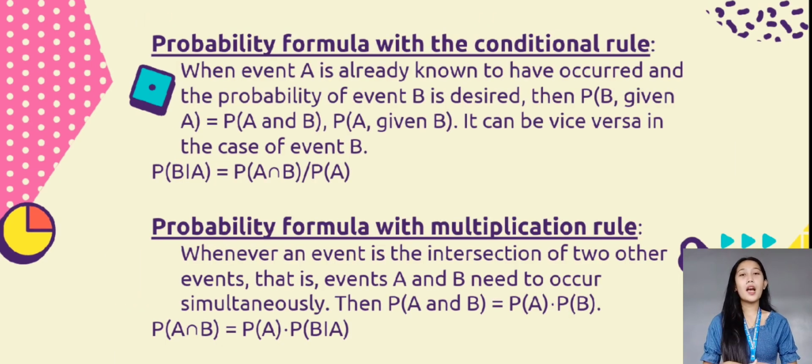Number 3, probability formula with the conditional rule. When event A is already known to have occurred and the probability of event B is desired, and vice versa in the case of event B. And lastly is the probability formula with the multiplication rule. Whenever an event is the intersection of 2 other events, that is, events A and B need to occur simultaneously.